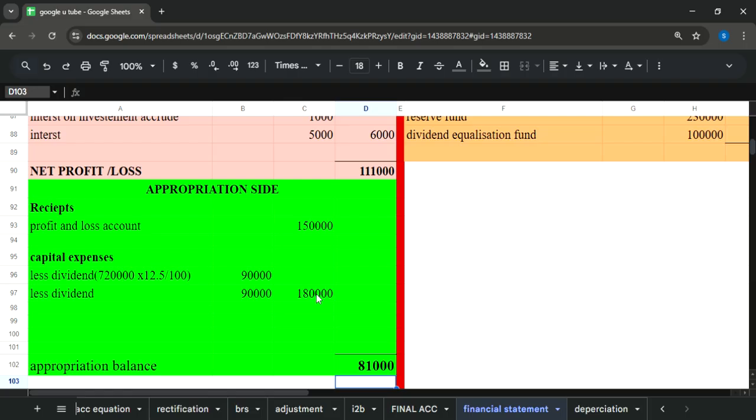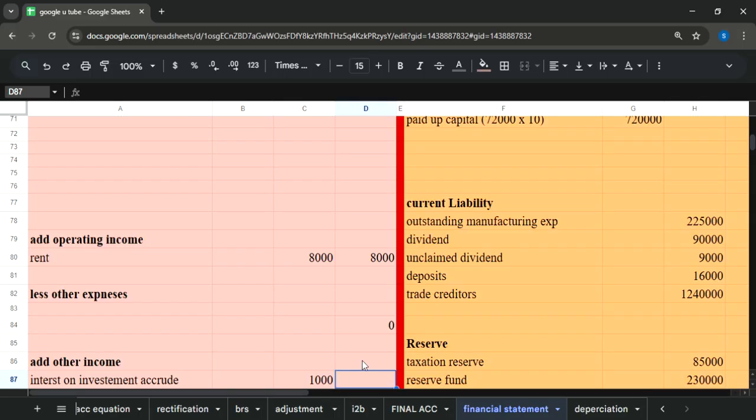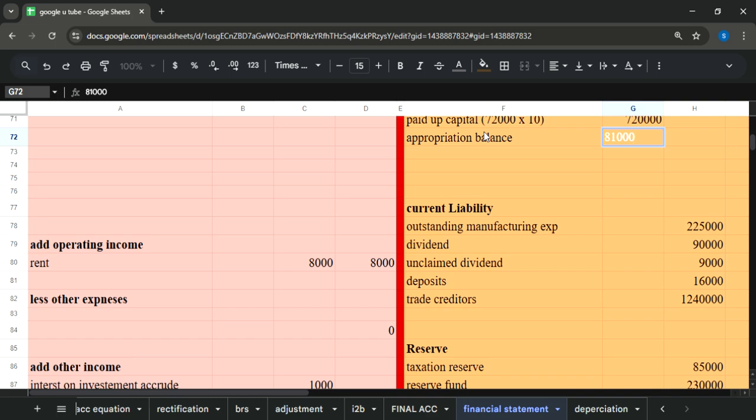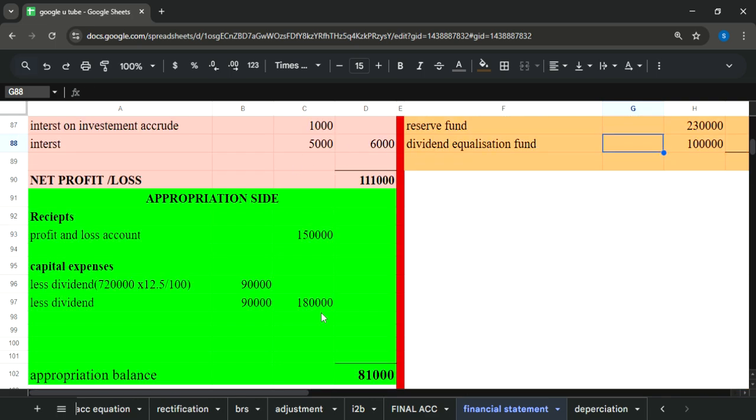There is a second way: you can bring this net profit down over here. That would also be possible. But since it was already mentioned, what we have done is net profit plus profit given for the previous year, and then subtract all expenses. This would be the balance of appropriation. Now we will transfer this balance to the liability side. Here you will mention the appropriation balance, and I think it was 81,000. So here 81,000 has been written.